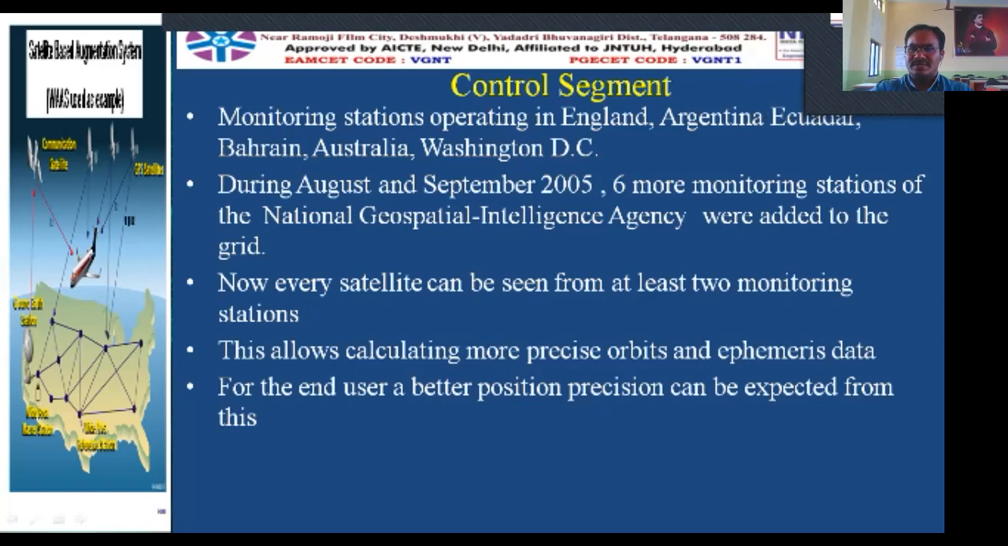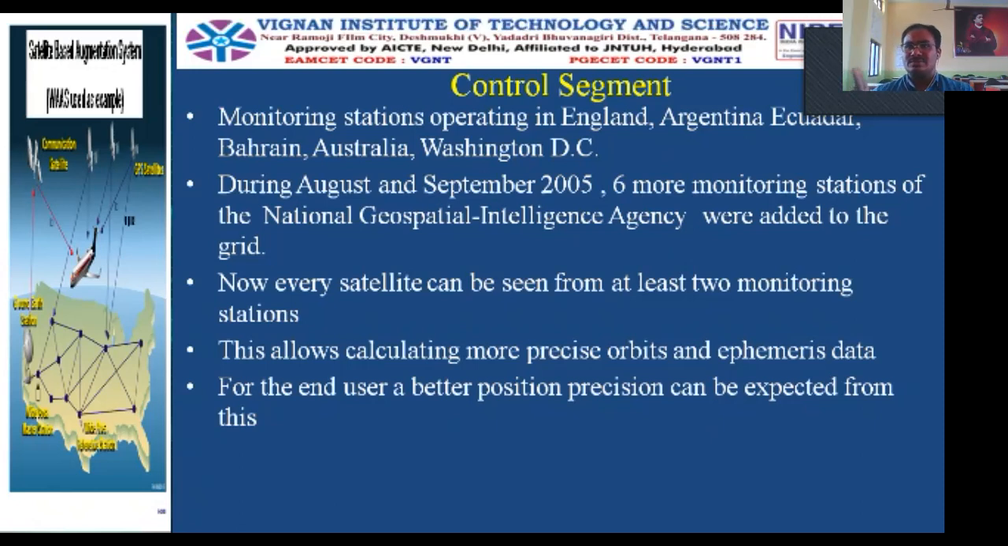So in August and September of 2005, 6 more monitoring stations of the National Geospatial Intelligence Agency, NGIA, were added to the grid. So there are actually 6, and 6 more are added. Now, what is the purpose of this addition? It is for visibility or coverage purposes. Now every satellite can be seen from at least 2 monitoring stations. So 6 are enough to cover 1 user, and like this 6 more are present.